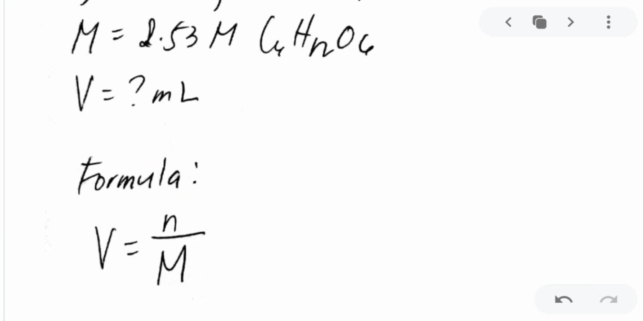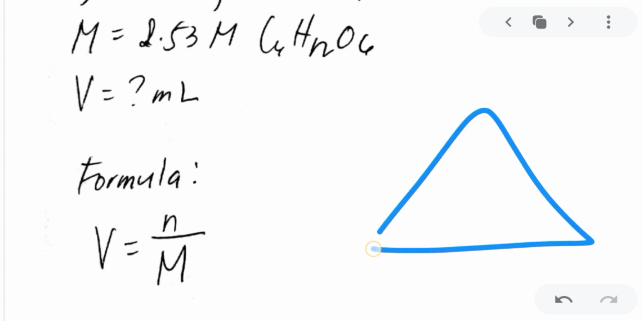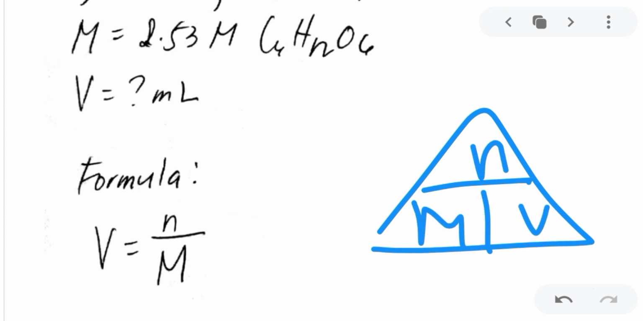The first thing that you need to do for the formula is that volume is equivalent to N over M, based on the triangular method. We have molarity and then N over V. So, cover the V and you will have N over M as your formula for the solution.